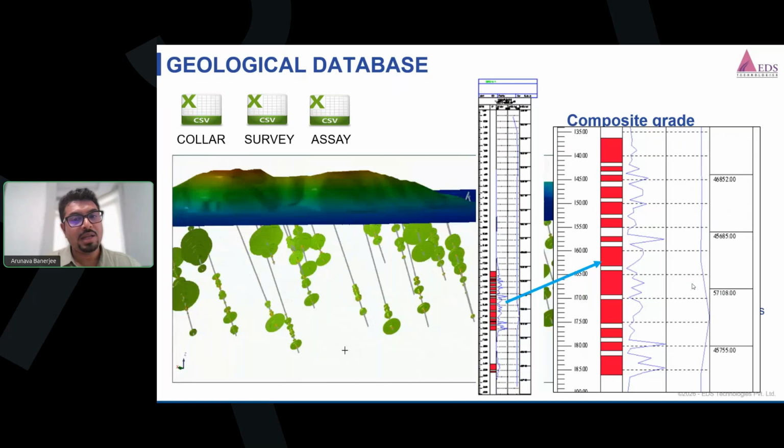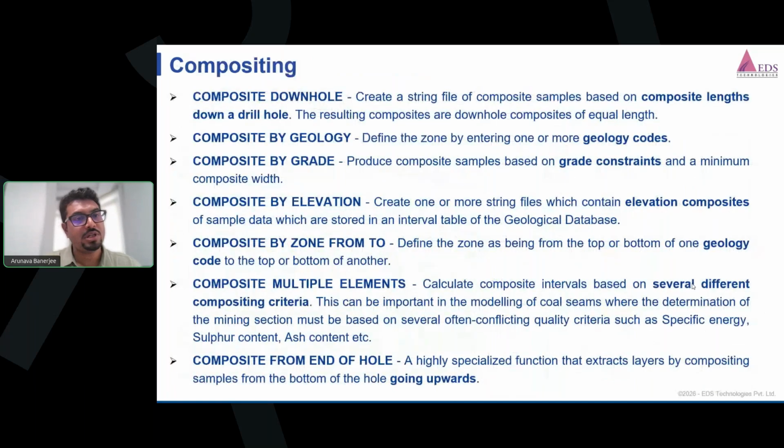So the next part is compositing. Composites we can create to normalize the sample length. Here, different types of composite we can create through the Surpac software. The first one is the composite downhole, a very popular compositing method. Here we composite length down a drill hole, starting from the top and going down only.